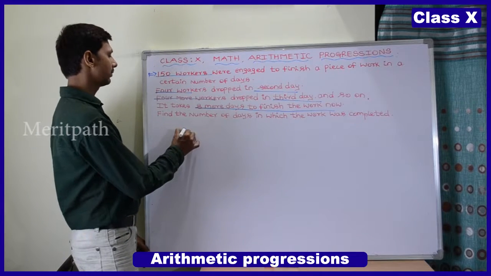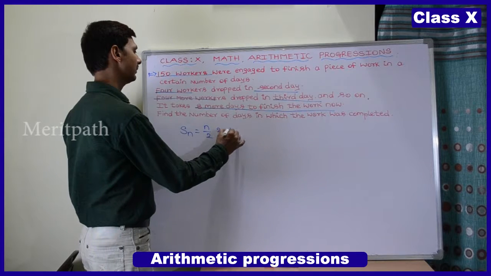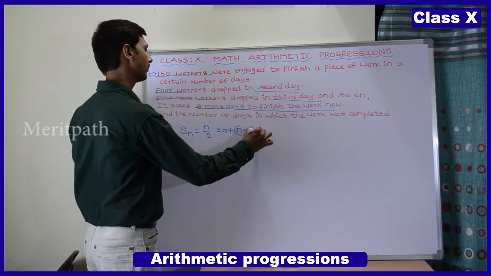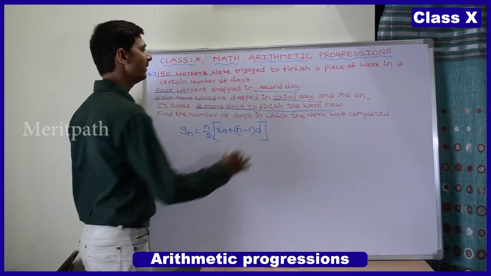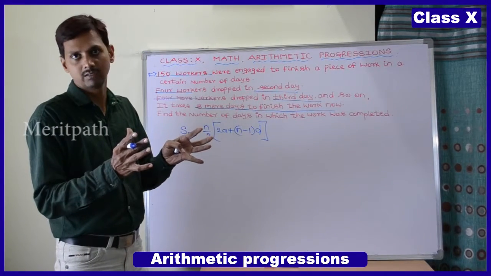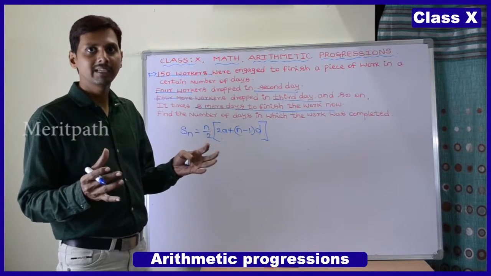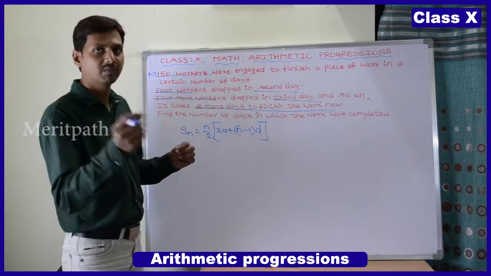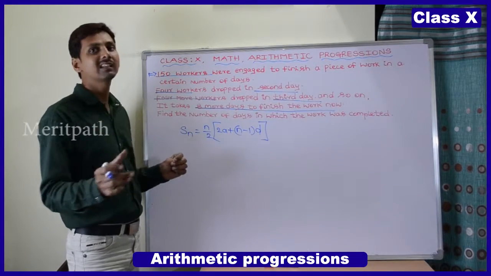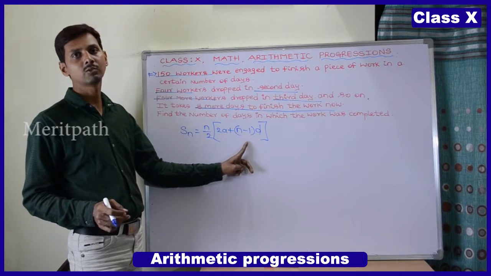the sum of n terms is equal to n by 2 into 2a plus n minus 1 into d. This is the formula we need to use, because here we need to calculate the total number of days they have taken to complete that particular work. So the sum is Sn, and Sn is equal to n by 2 into 2a plus n minus 1 into d.